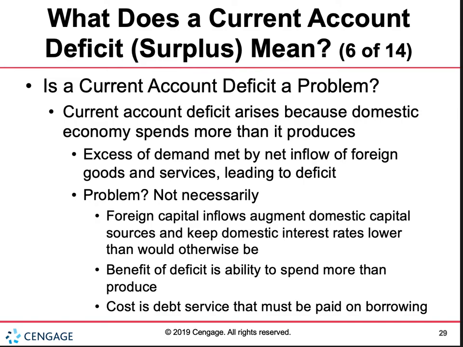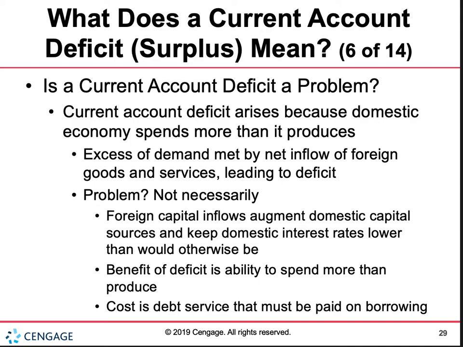All right, so is a current account deficit a problem? A current account deficit arises because the domestic economy spends more than it produces. Now, it's not necessarily bad. Here in the United States, we do import much more. That doesn't mean that we're worse off. It could become an issue if our number keeps increasing and we don't have anything to address it. The excess of demand is met by a net inflow of foreign goods and services, leading to a deficit.